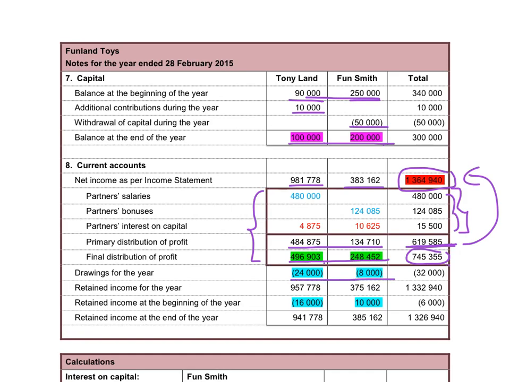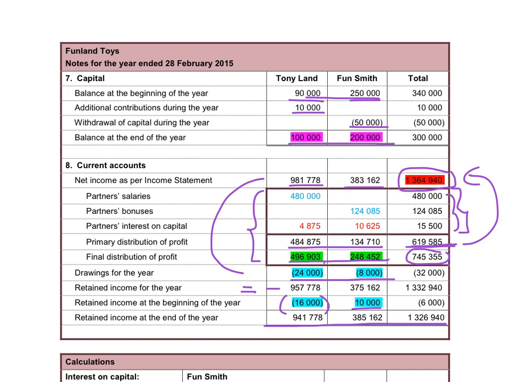Then we will debit the current account with the drawings, and if we subtract the drawings from that net income, we will see how much money is retained at the end of the year. Then we will show our opening balances. Tony Land had a debit balance, therefore his balance will be in brackets. Van Smith has a credit balance, therefore his balance will be positive. And if we subtract the retained income at the beginning of the year from the amount in the year, we will determine what is the retained income at the end of the year.